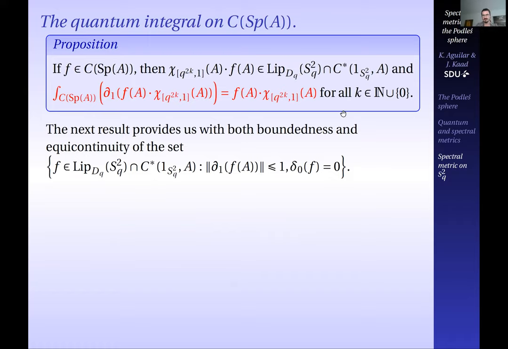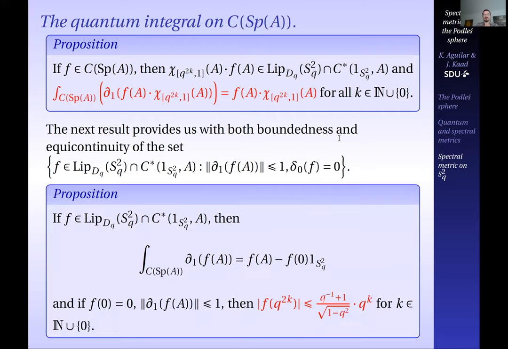And just to remind us, our goal is to show this set is totally bounded. For any element in the domain of the seminorm and in the diagonal still, we're able to show that the integral of the derivative is the original function minus this constant. So if both f of 0 is 0 and the norm of del f is less than or equal to 1, you can get this quantity here for all your functions in that set. Why is that good? Not only does it show us that all our functions are bounded, we're also going to get equicontinuity, because equicontinuity doesn't come for free anymore, since we're not just a Lipschitz seminorm.